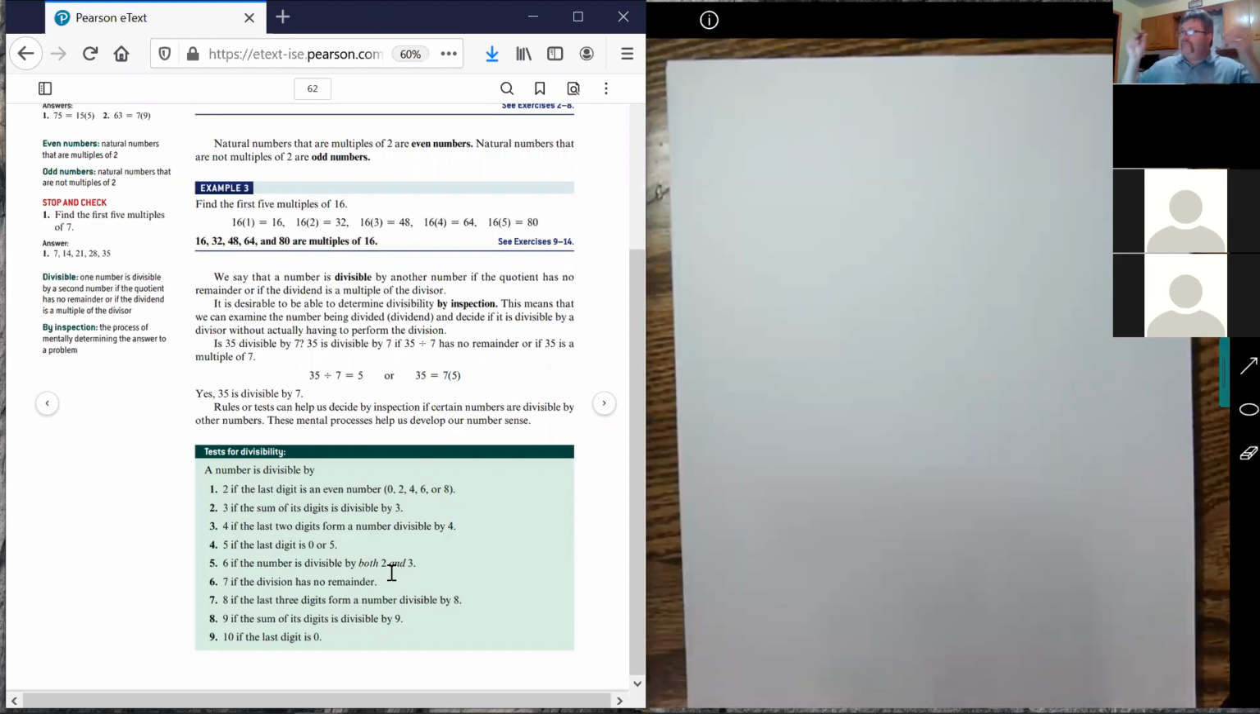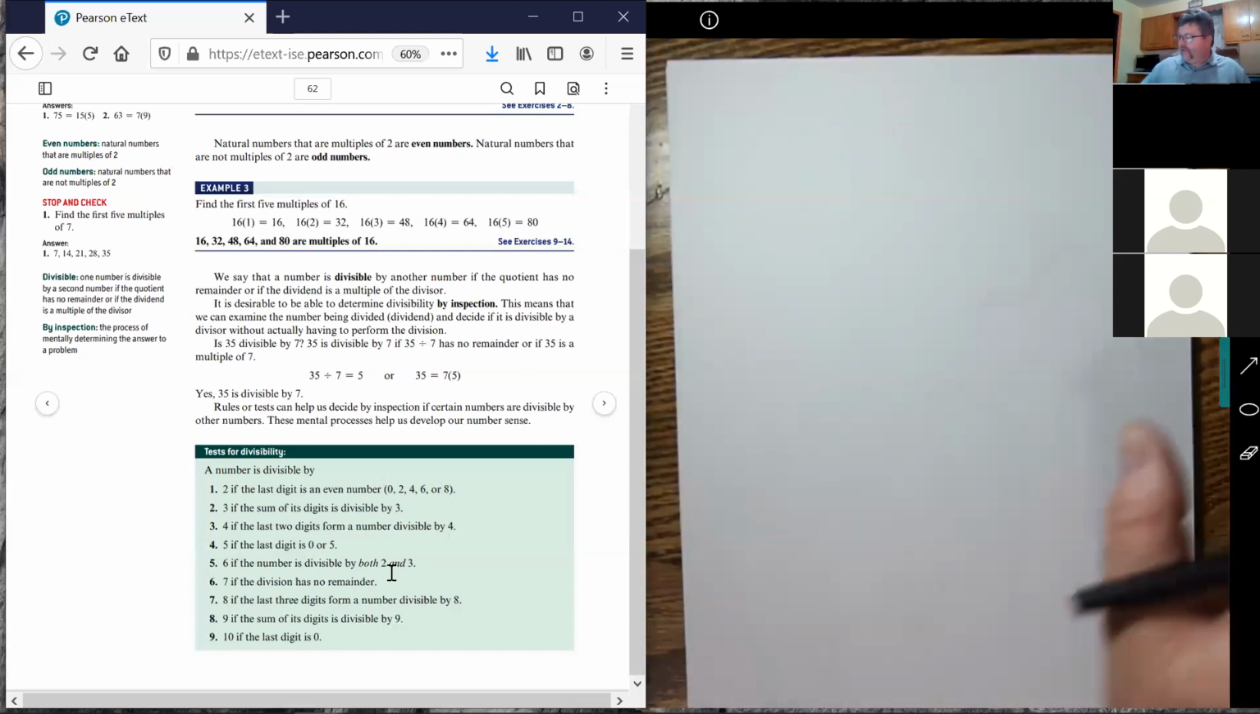So if I want to know whether or not I can divide something by 2, that one's pretty easy. If it's an even number, so if it ends in a 0, a 2, a 4, a 6, or an 8, I can cut it in half, which means divide by 2. So 2 is pretty easy to understand. If it's an even number, I can. Odd number, I can't.